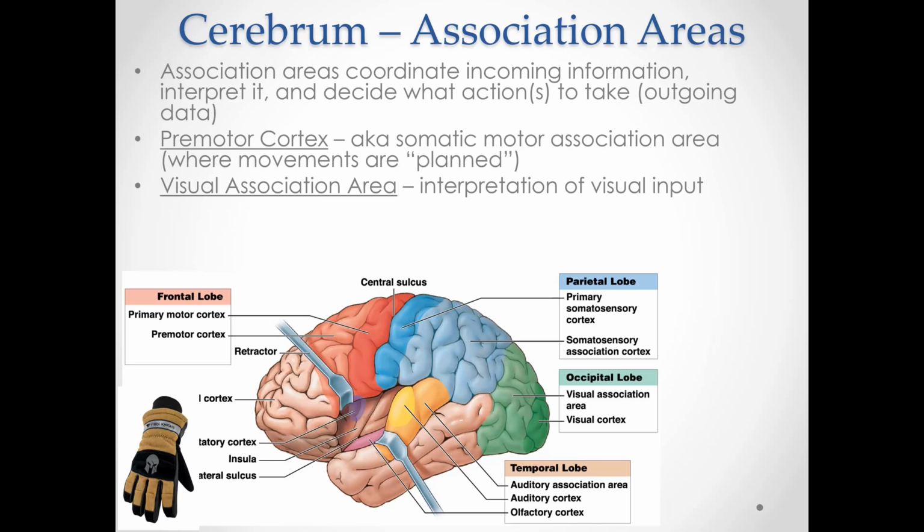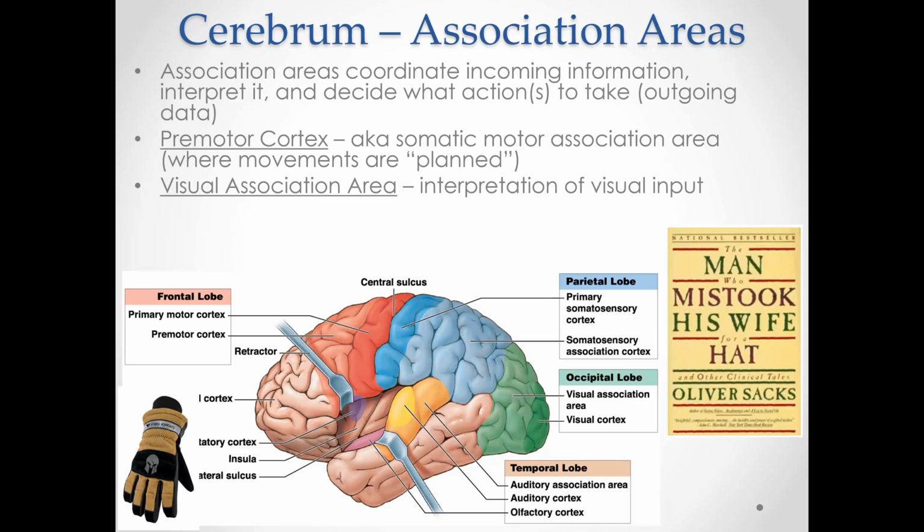And if all of this fascinates you like it does me, there's a great book I recommend from Dr. Oliver Sacks called The Man Who Mistook His Wife for a Hat. And the name of this book actually comes from a patient who had a stroke that damaged his visual association area.